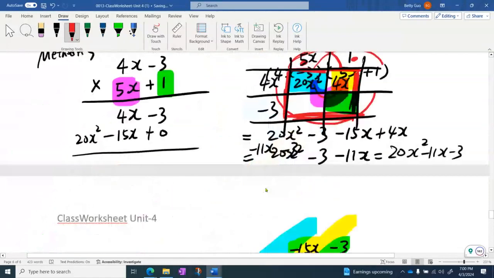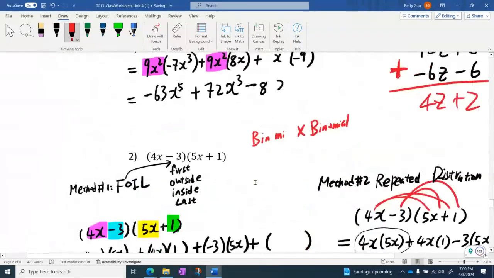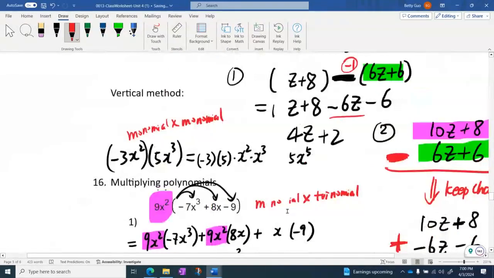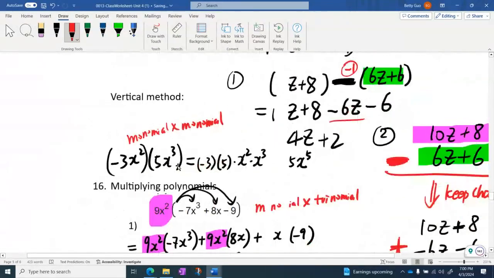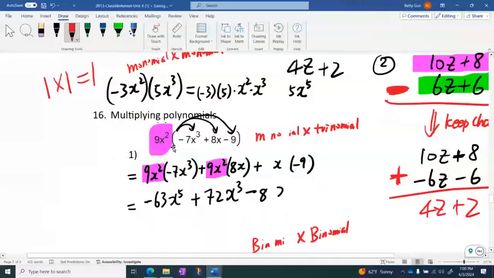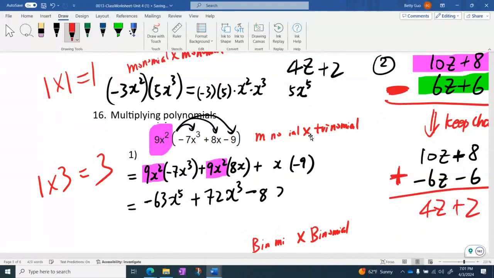Okay, let me show you some patterns when it comes to multiplying two polynomials. First pattern, monomial times monomial. A monomial has one term, another monomial has one term. 1 times 1 equals 1, so the expansion also has one term. When we multiply a monomial by a trinomial, the monomial has one term, the trinomial has 3 terms. 1 times 3 is 3. So the multiplication expansion has 3 terms.